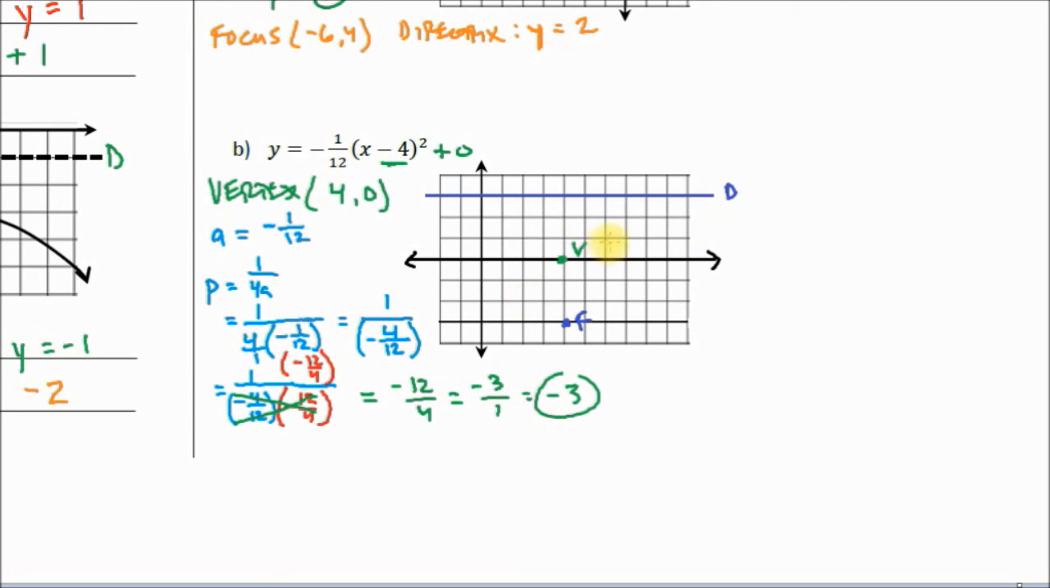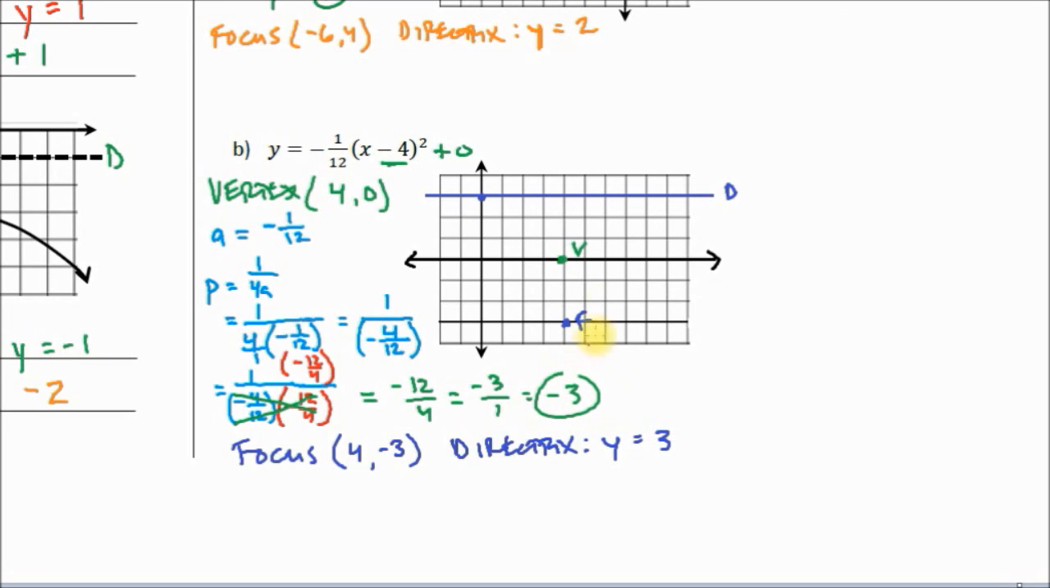And now let's write out our focus and directrix, because that's what the question is asking us. Our focus is going to be at 1, 2, 3, 4, then 1, 2, 3 down. So 4, comma, negative 3. And our directrix is going to be at y equals, let's take a look, 1, 2, 3. So y equals positive 3.